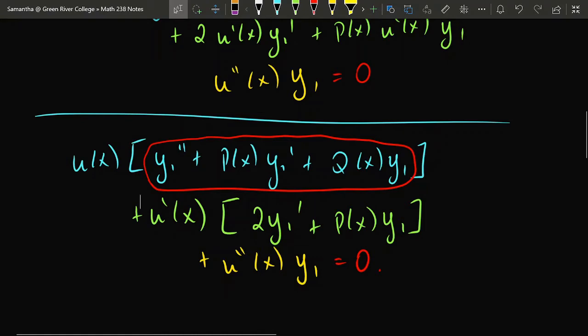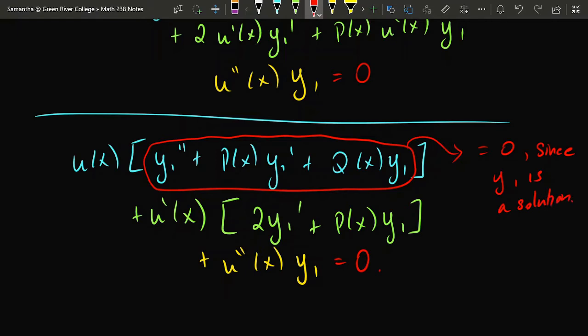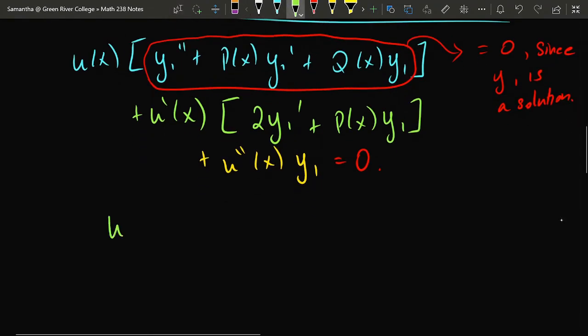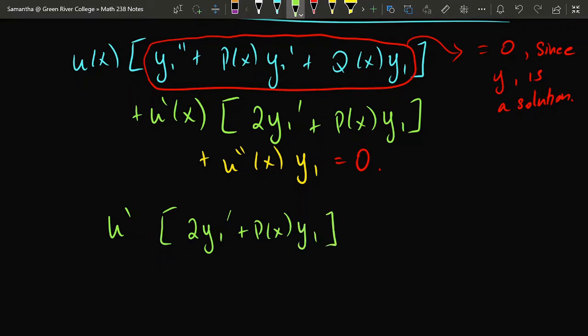Now because y1 is a solution to the differential equation, when I plug it into the differential equation, as I have done here, the result should be equal to 0. So that means that this blue line completely vanishes, and all that's left is the u prime term, u prime times 2 y1 prime plus p of x y1, and the u double prime term.